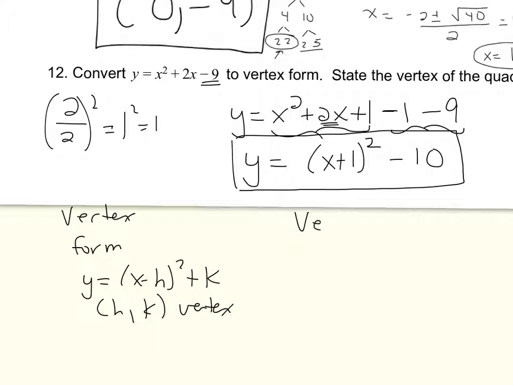And now the nice thing about vertex form, I know the vertex right away. It's the opposite of what's in the parentheses, so negative 1, and it's the number outside the parentheses, it's negative 10.